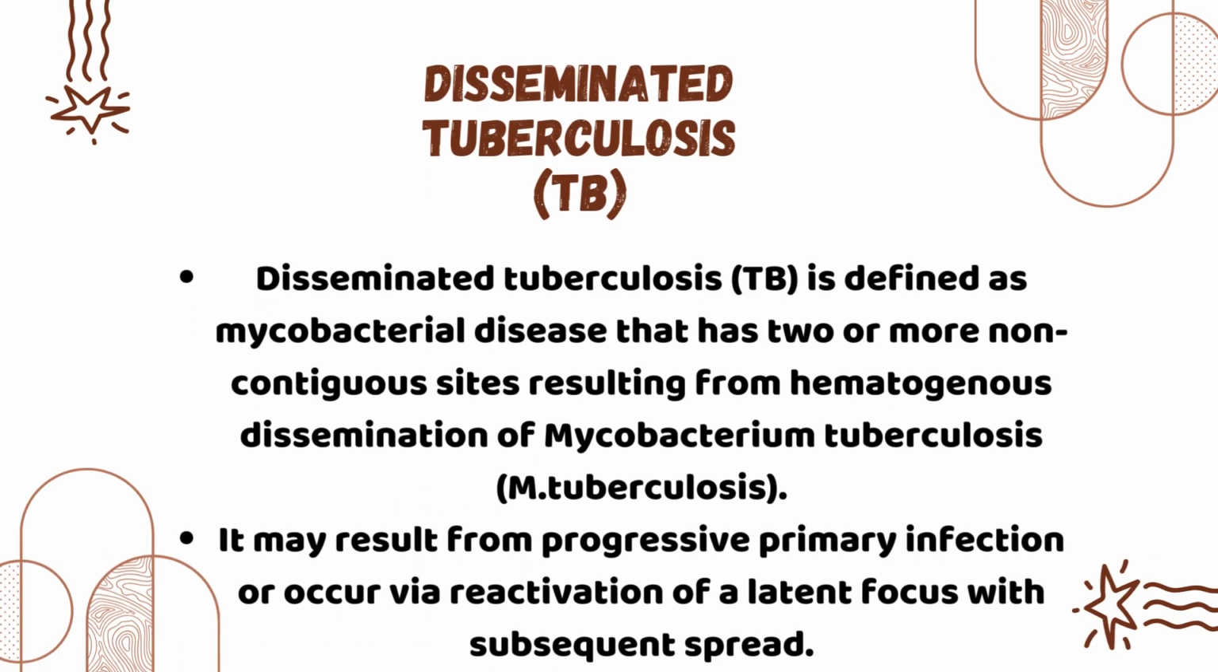Disseminated tuberculosis, TB, is defined as mycobacterial disease that has 2 or more non-contiguous sites resulting from hematogenous dissemination of Mycobacterium tuberculosis. It may result from progressive primary infection or occur via reactivation of a latent focus, with subsequent spread.